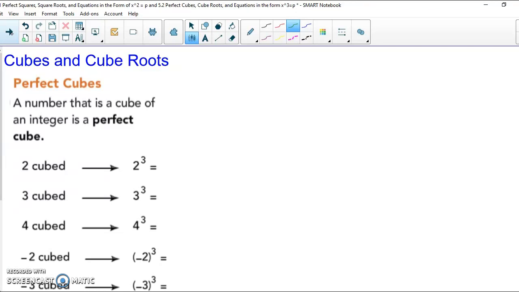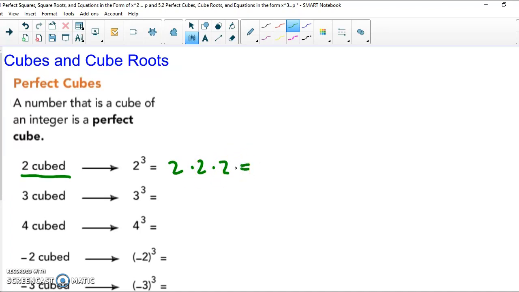So cube roots and cubes are very similar to perfect squares and square roots, except now we are talking about a number that is a cube of an integer is a perfect cube. And so when we're saying 2 cubed, you might be literally picturing a cube in your mind, which is a great way to think about it because just as a cube is three-dimensional, when we say 2 cubed, we mean 2 is our base and our exponent is 3, or 2 to the third power. So this literally means that 2 is a factor 3 times. So 2 times 2 times 2.